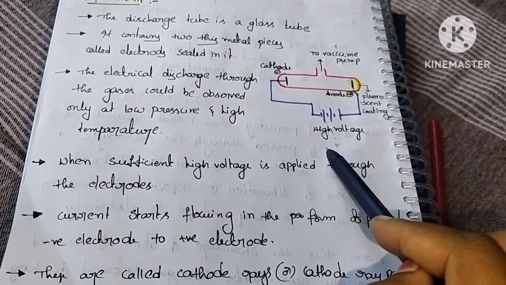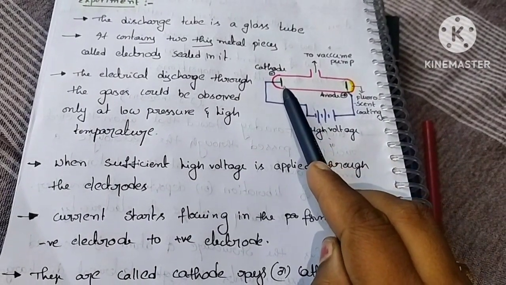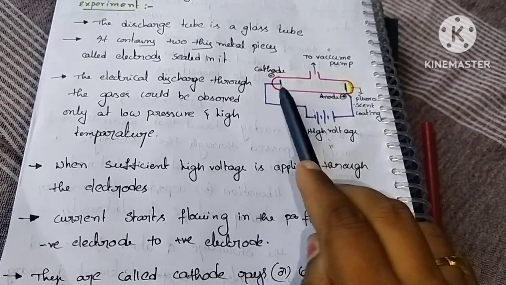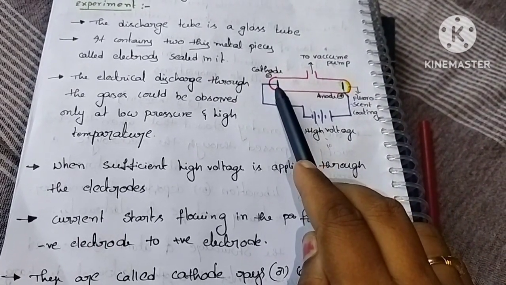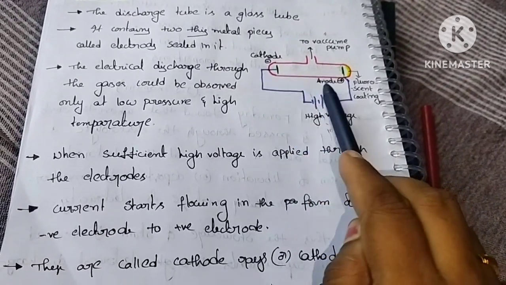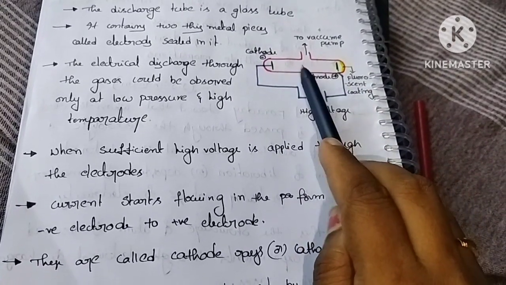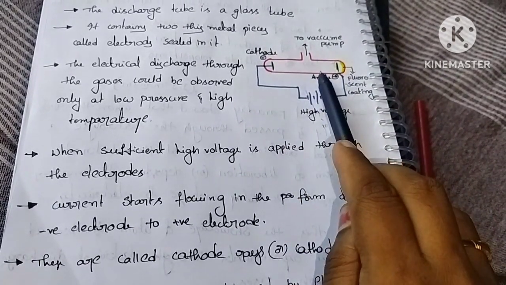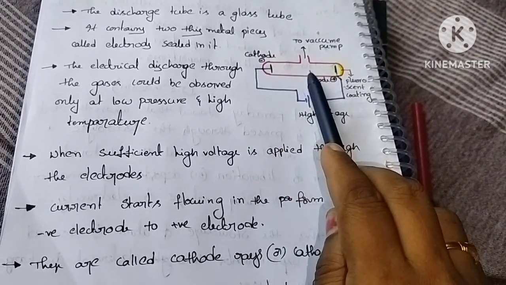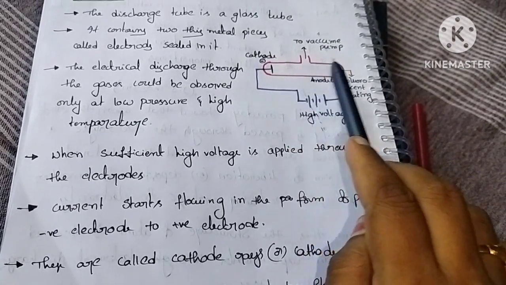Now sufficient high voltage is applied through the electrodes. The current passes from cathode to anode in the form of particles. These particles are called cathode ray particles or cathode rays. Why do we call them cathode rays? Because these particles are coming from the cathode towards the anode. That's why we call them cathode ray particles.